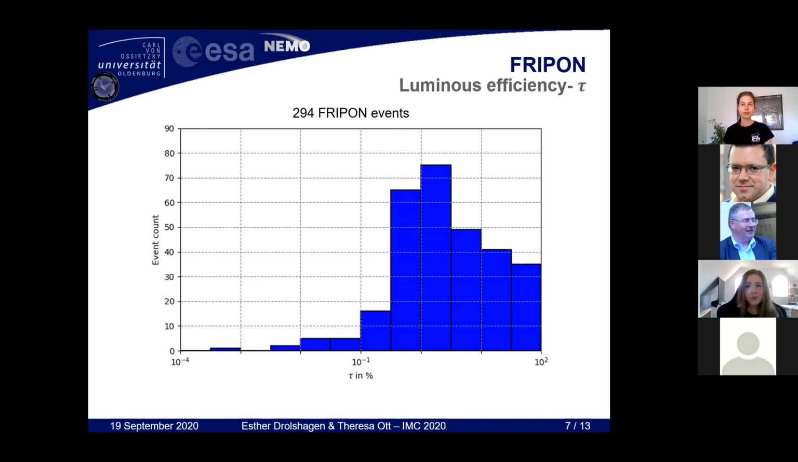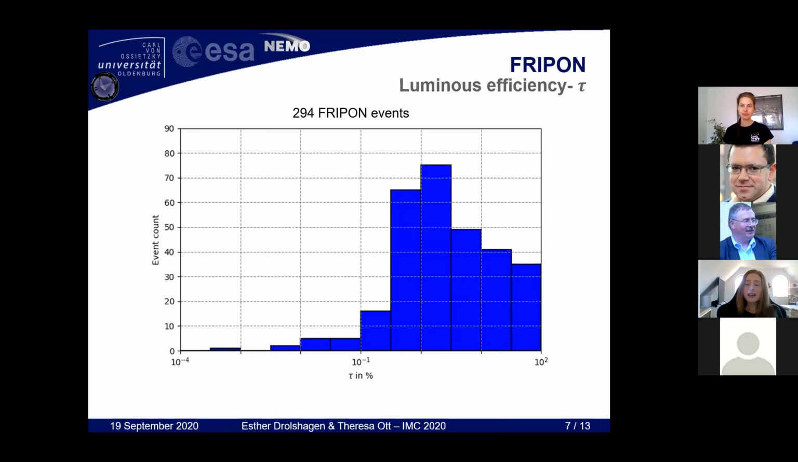Now I will show you some of our preliminary results. Everything is still preliminary. We are still working on refining the method and excluding uncertainties as well as possible. We analyzed 294 Fripon events, all of which were detected by at least 2 of the Fripon cameras. Here you see the event count over the luminous efficiency we found for these events.